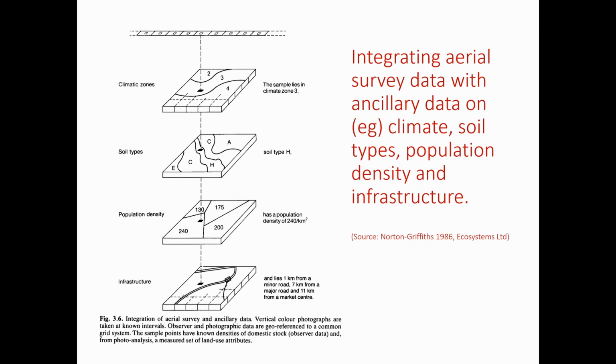And the great thing about doing all this in a grid system is that you can integrate this data with other data, climate, soil types, population density, and infrastructure in a GIS system for building up a picture of the resources of your survey area and how, for example, your livestock or your wildlife might be influenced by the availability or otherwise of those resources during the time of the survey. It can be done also at different times of year to look at seasonal effects.